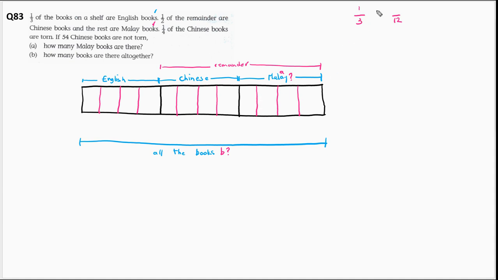Each I've split into 4. So I've got 4 pieces for every one piece that I had. And that means I have to multiply the top number by 4. And so 1 times 4 is 4. So 1/3 is equivalent to 4/12.